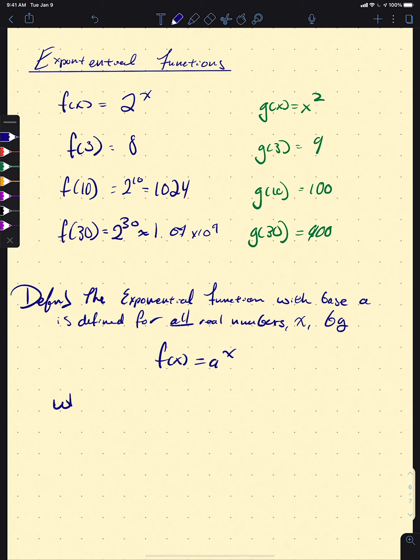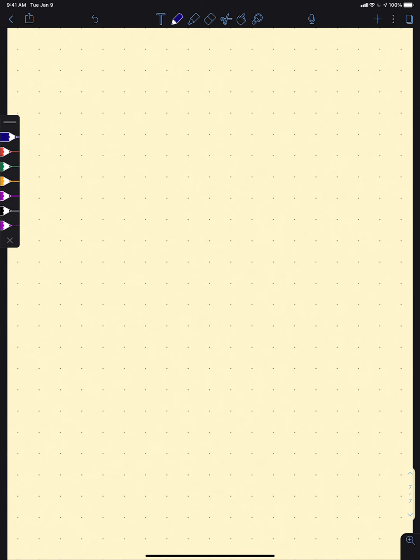And we say here, where a is greater than 0. Remember, if a is negative, then when we plug in 1/2 to this, we're going to get something undefined. And we say that a is not equal to 1. If a equals 1, then this would just be the constant function 1, and that wouldn't do us very good.